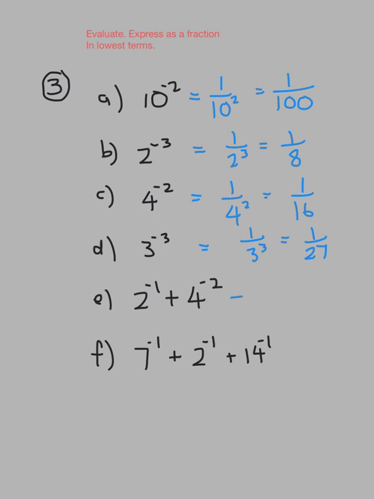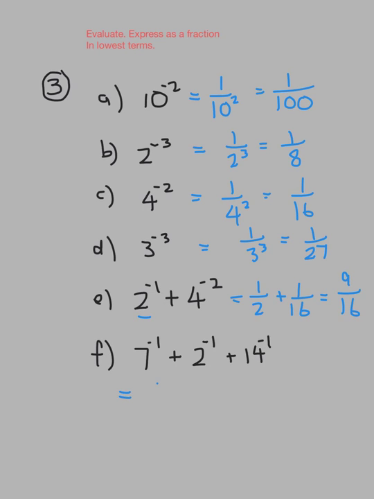A little complicated now. We get 2 to the negative 1 is 1 over 2 to the 1, which is 1 over 2, and 1 over 4 squared is 1 over 16. If we get our fraction hat on now, 1/2 is 8 over 16 plus 1 over 16, 9 over 16.